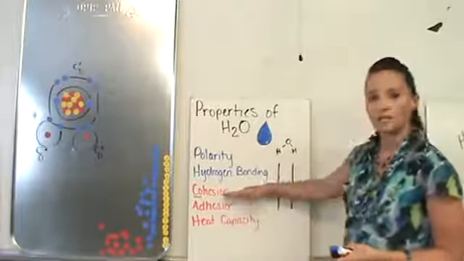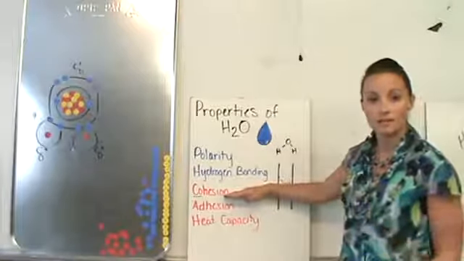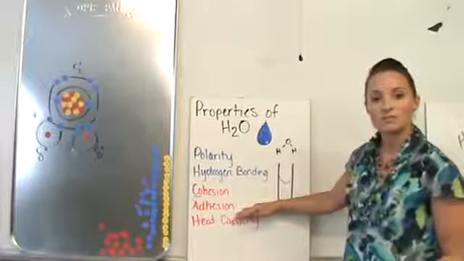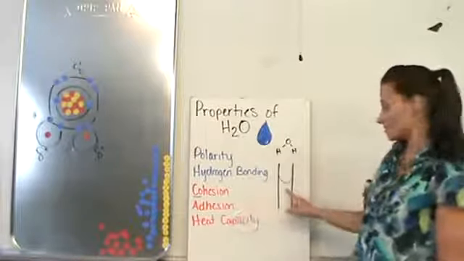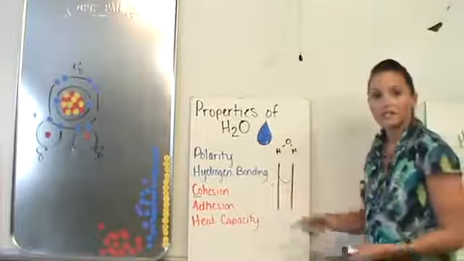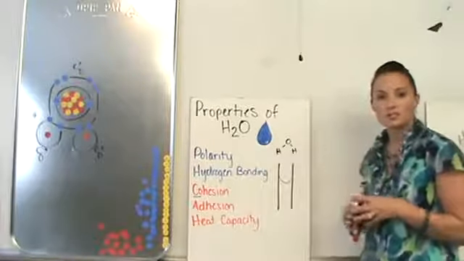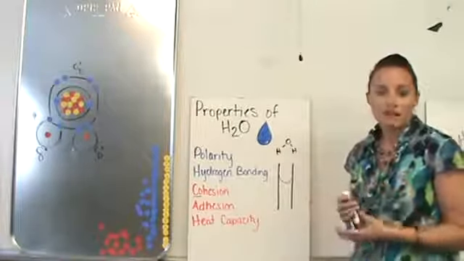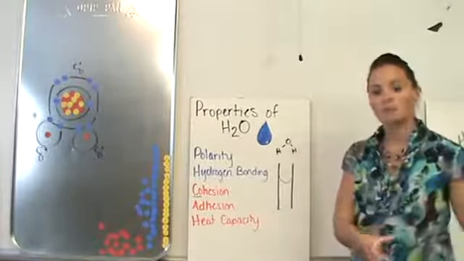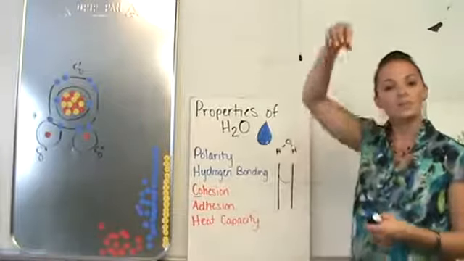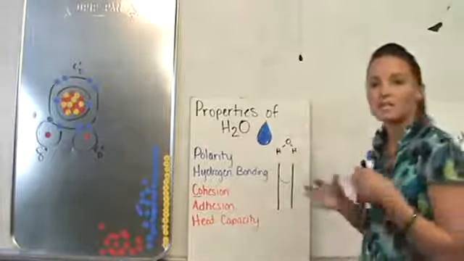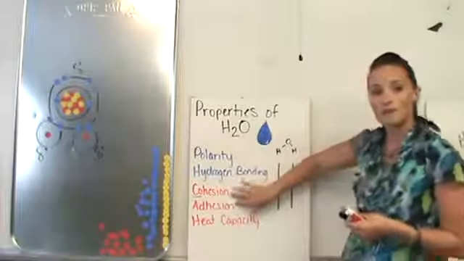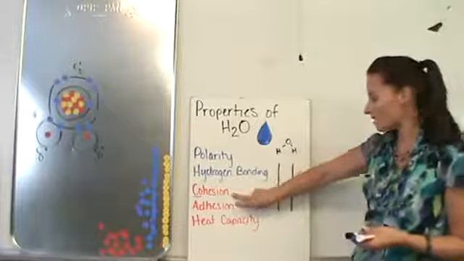So cohesion is when water molecules want to stick together, stick to each other, and adhesion is when water molecules want to stick to something else. For instance, the glass here. Okay? Those two properties actually work together to help other things within life. Like for instance, the water that wants to move from the roots of a plant up through the stem and into the leaves is because of cohesion and adhesion. Okay? So those two properties actually help with that.